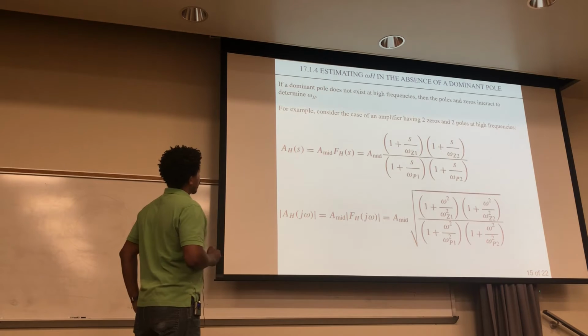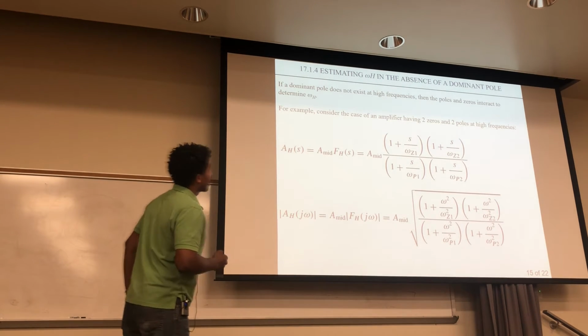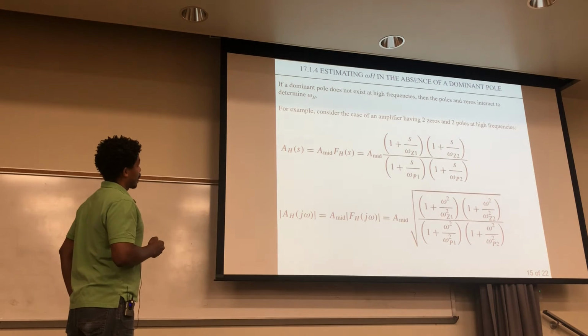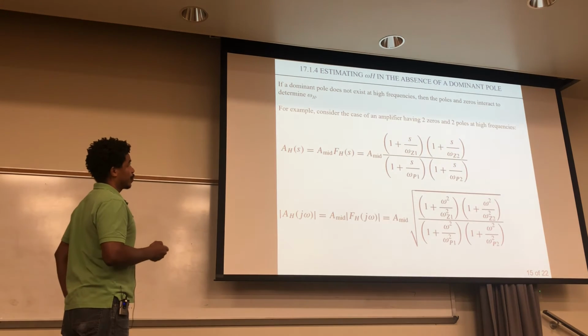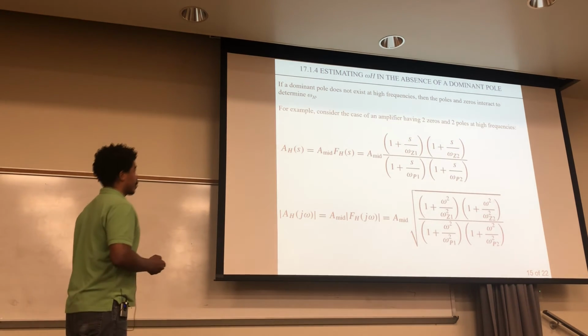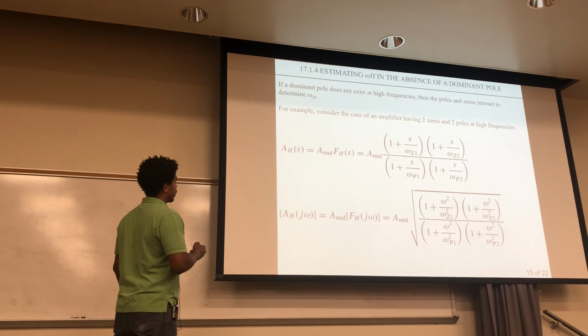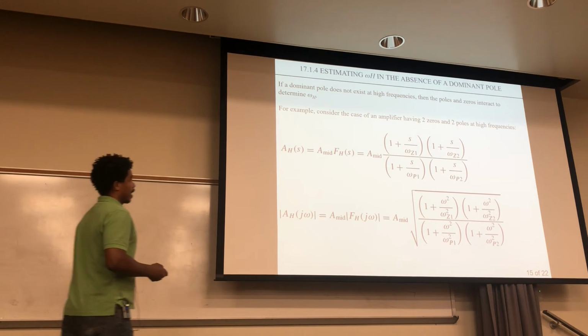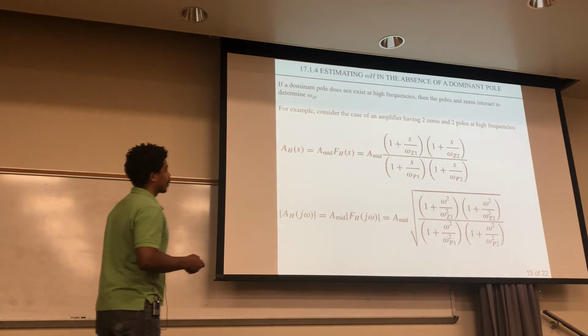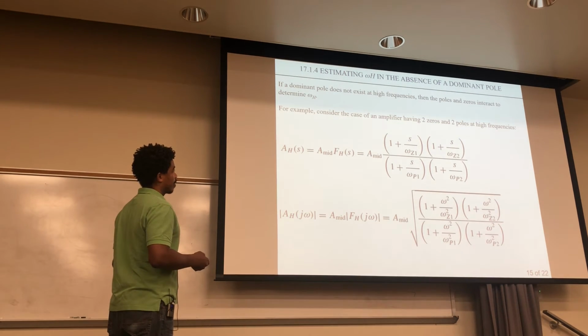So if a dominant pole does not exist at high frequencies, then the poles and zeros interact, and you could use that to determine omega H. And here's an example, again using 2 zeros and 2 poles, but now we're going to do it at the high frequency. So in this case, your AH is equal to your A mid times your FH. Here's your A mid. Here's your FH with your 2 zero products and your 2 pole products right here. And then you take the magnitude of that. So you do a square root of the complex conjugate of this, and you get this expression right here.